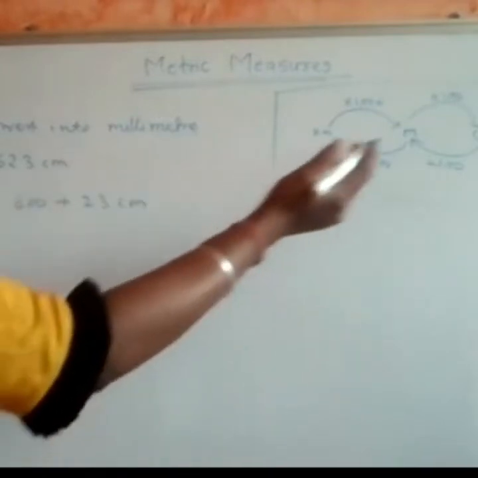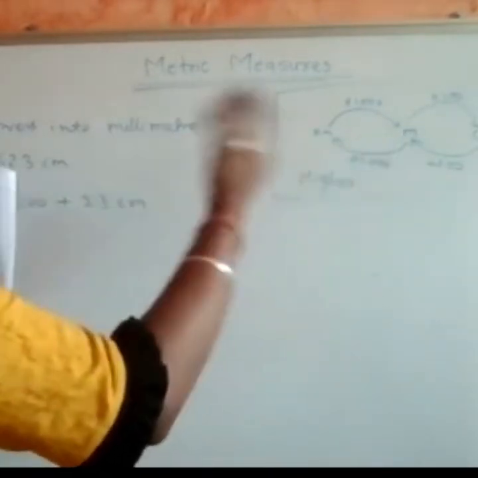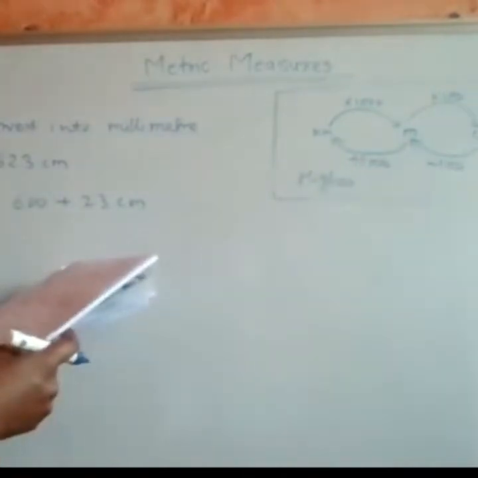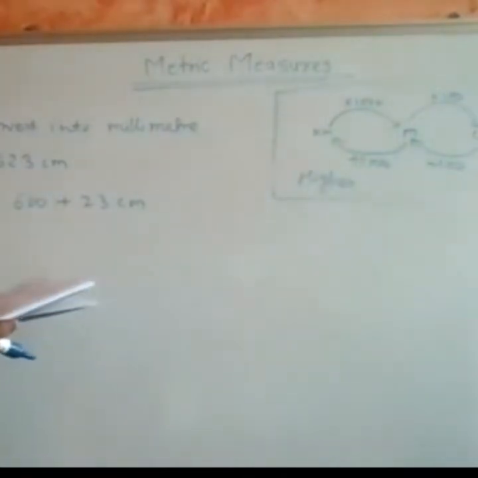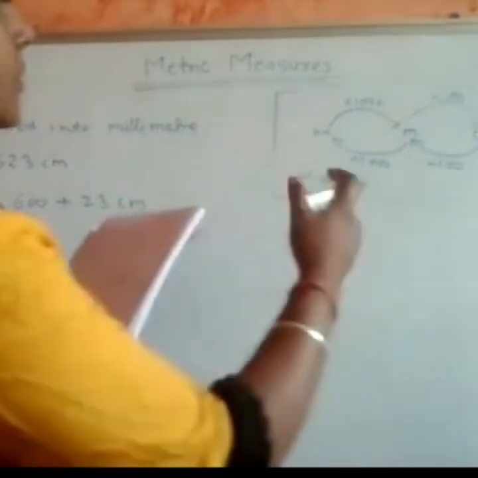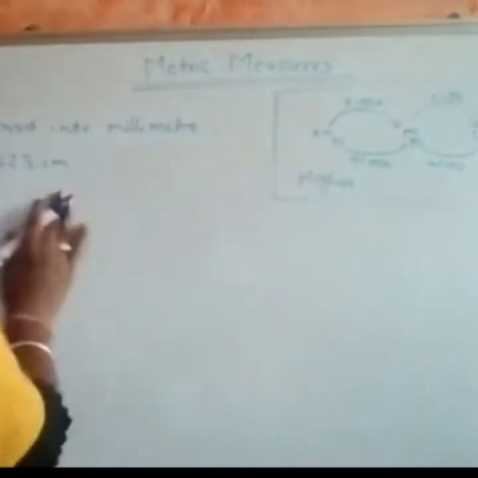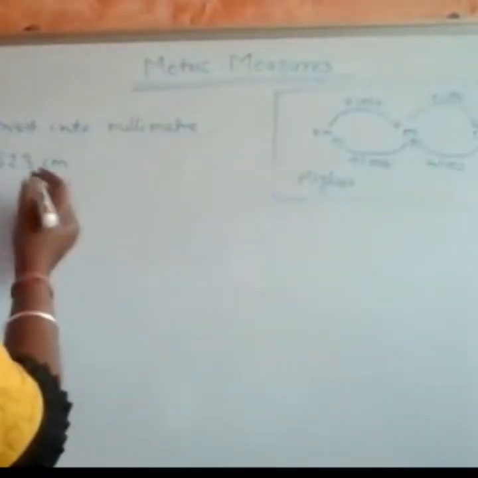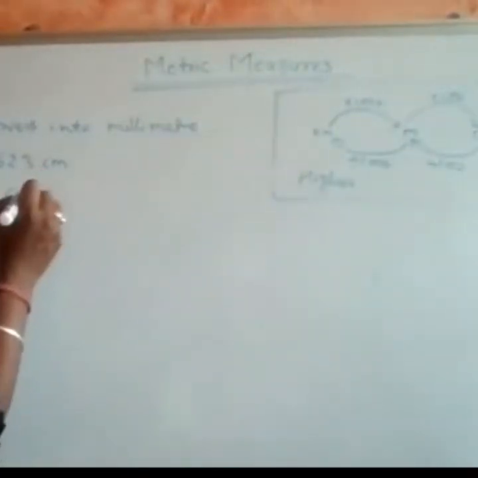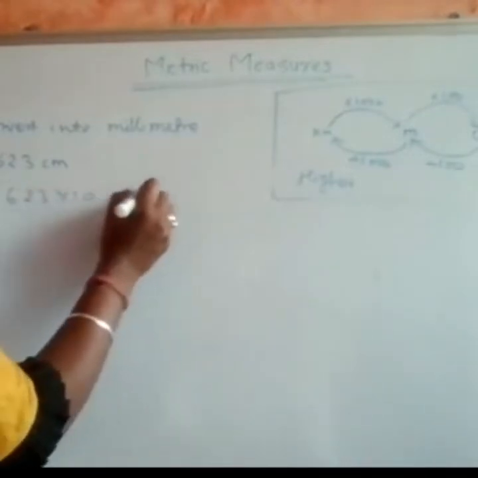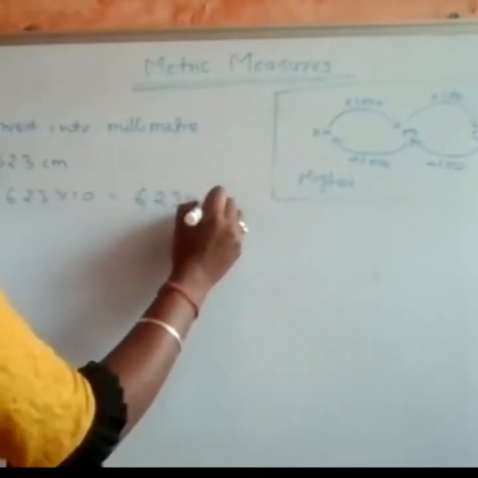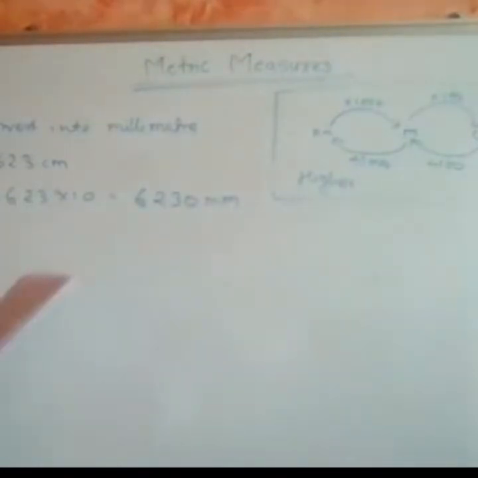So how many millimeter are we having? 1 centimeter equals how many millimeter? So what we have to do? Six centimeter into millimeter. Likewise, we are moving from higher to lower one. So what we have to do is just multiply with 10. 623 into 10. That will be 6,230 millimeter.